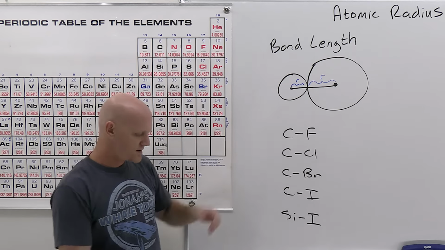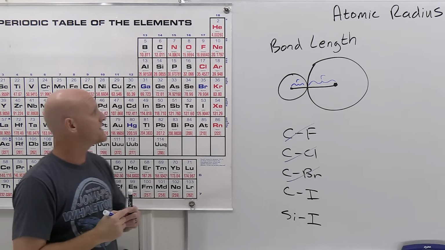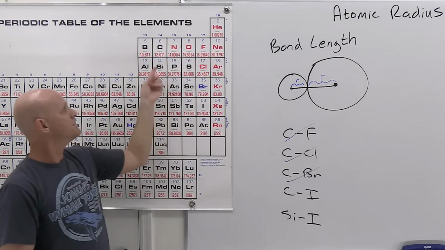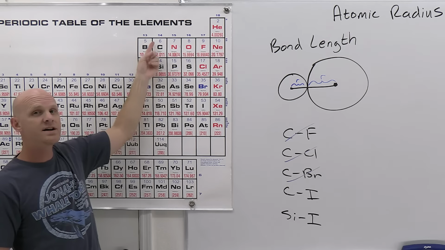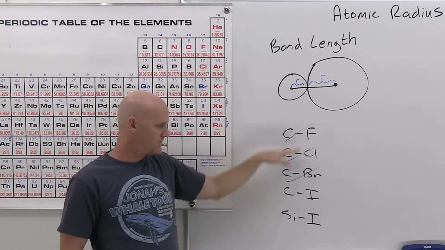Well, out of the top four, you can already rule out the first three, right? Carbon iodine's the longest out of those four. But then if you compare it to the silicon iodine, now they both have iodine in common, but silicon is larger than carbon. And so the silicon iodine bond would now be the longest if we add that extra answer choice there.